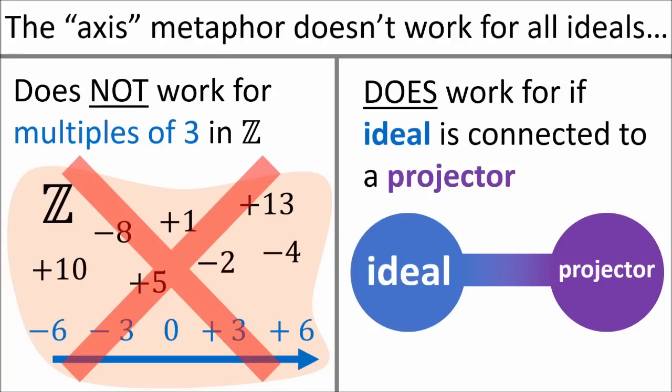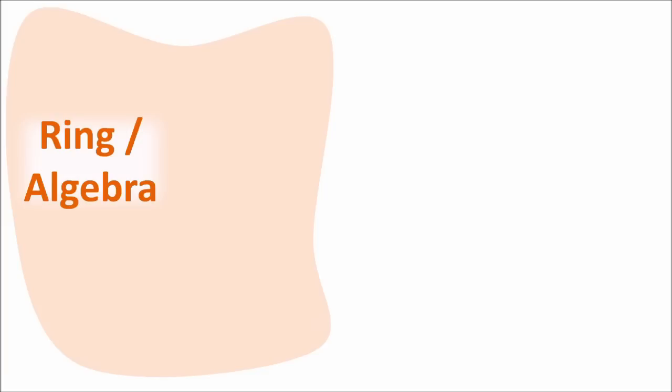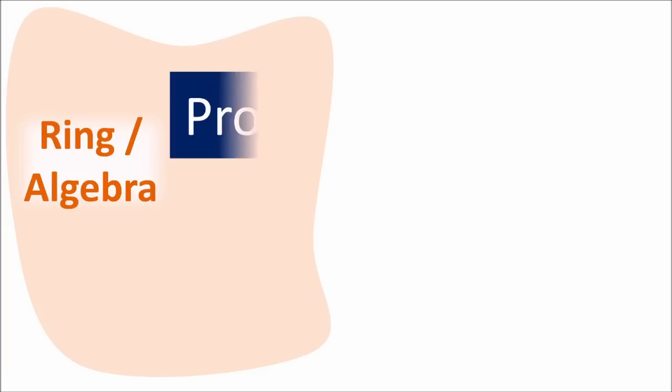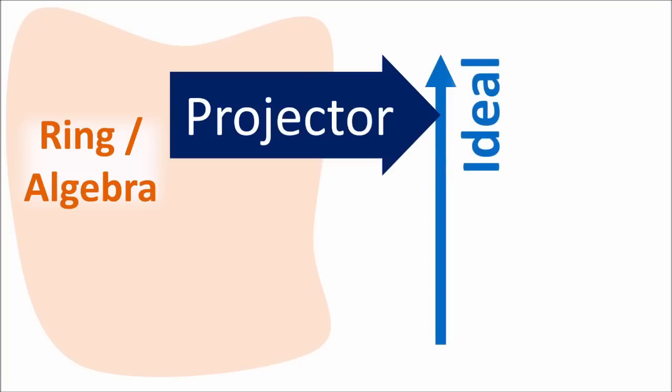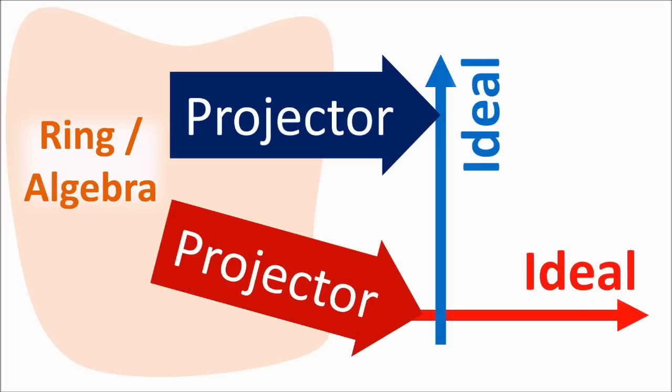And here's where we get to the main point of this video, where we bring projectors and ideals together. If we find a projector inside our ring or algebra, it turns out that if this projector acts on the entire ring or algebra, the resulting set will be an ideal. In other words, every projector in a ring creates an ideal.